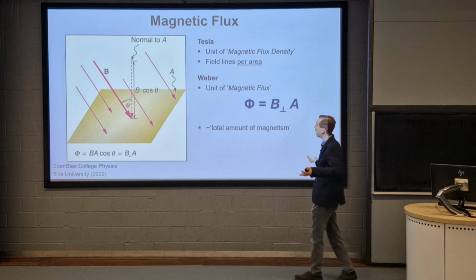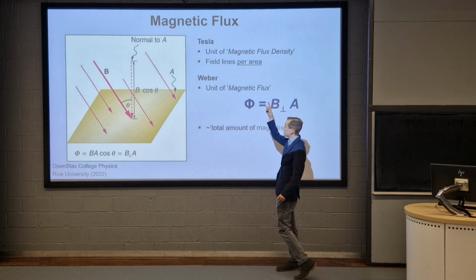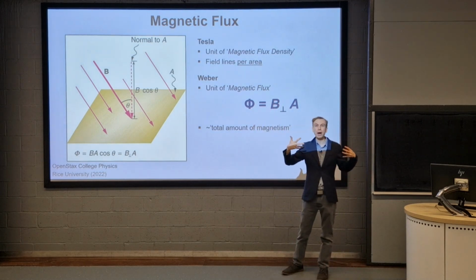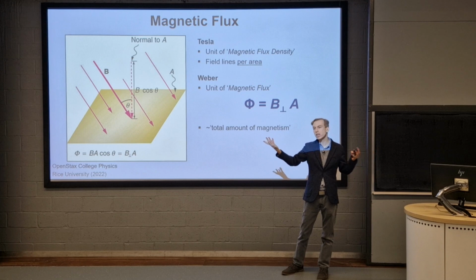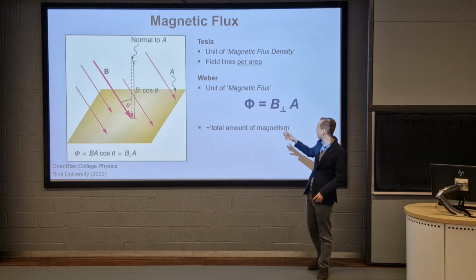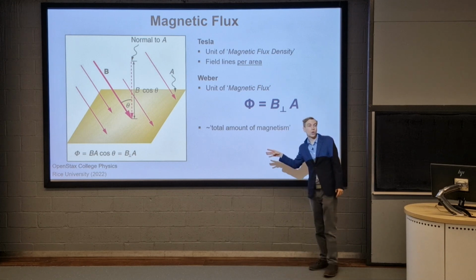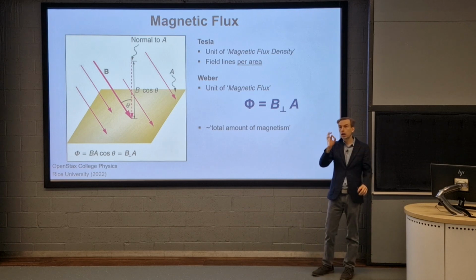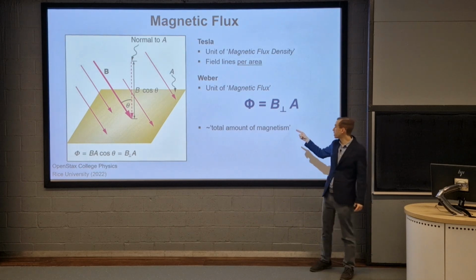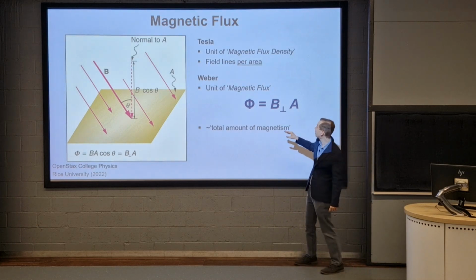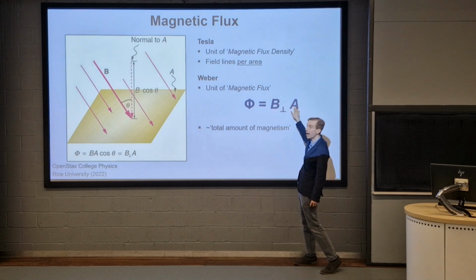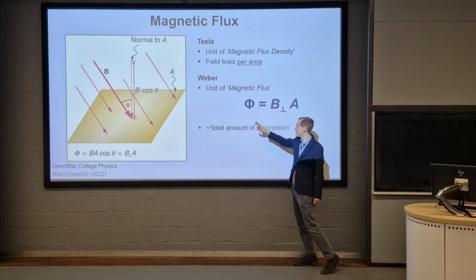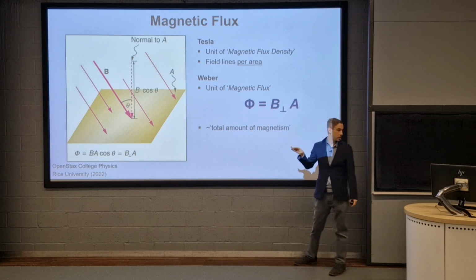So maybe we have a low magnetic flux density. Maybe we don't have a very strong magnet, but maybe in our electric motor, we've got a big old coil. We've got a really big spinny coil. It's still going to get quite a lot of magnetic flux. Or if we have a really strong magnet and a much smaller coil, we could get the same magnetic flux. So we just multiply the magnetic flux density by whatever the area is, and that tells us the total amount of magnetism.